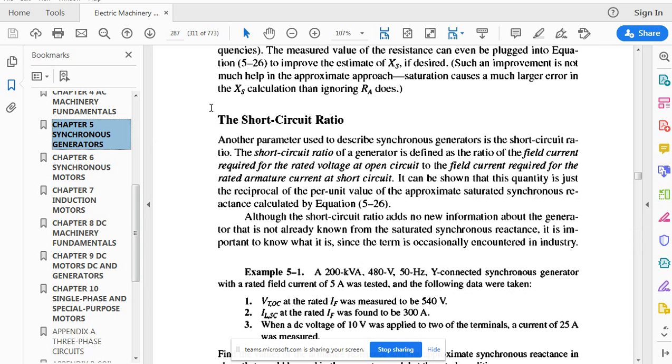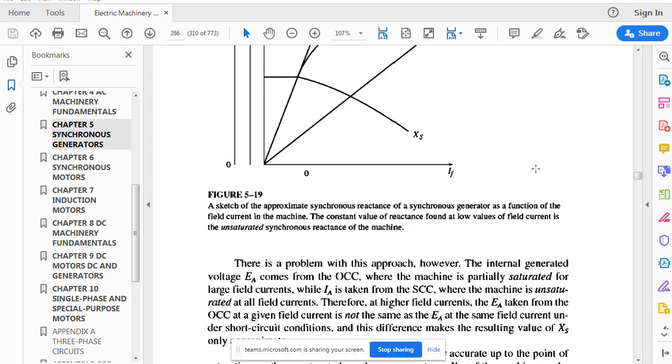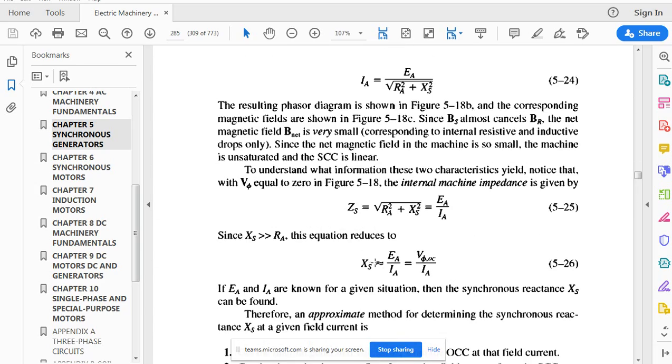As you can see over here, it's the ratio of the field current required for the rated voltage at open circuit, which I have highlighted over here, to the field current required for the rated armature current at short circuit. So it's a ratio of the two values that you calculated on your previous page, which was this XS. You calculated XS equal to EA divided by IA.